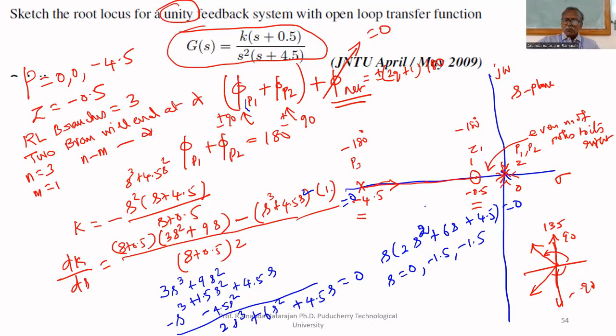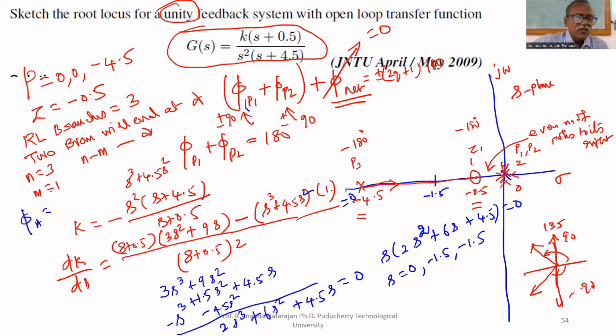So minus is minus. Yes, 0 is a repeated root, 2 poles at that point. One more repeated root is at minus 1.5. So there is a breakaway point. The root locus coming out of these 2 poles reaches this point. That's why there is a repeated pole. Definitely. So now we have to find the angle of asymptote.